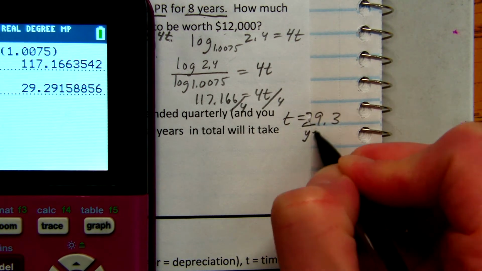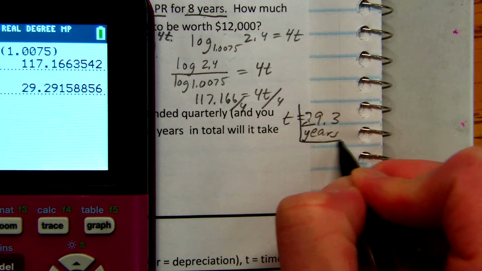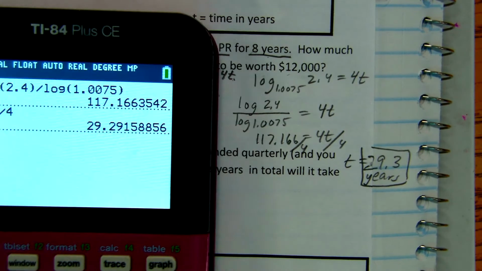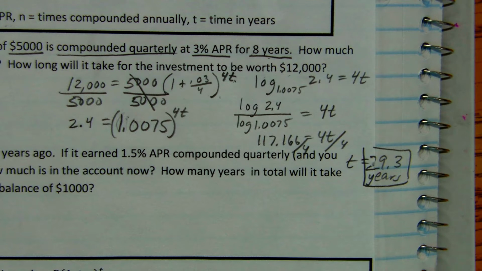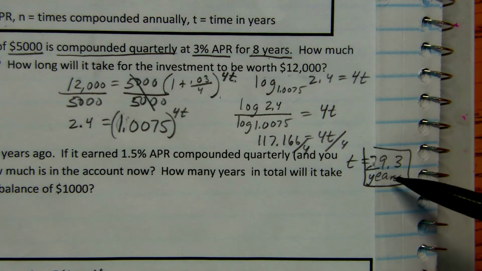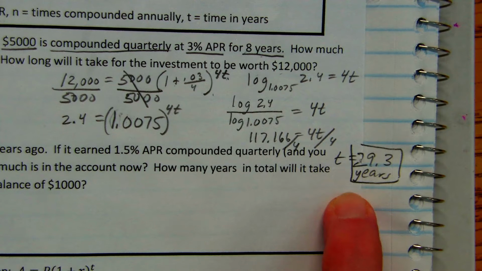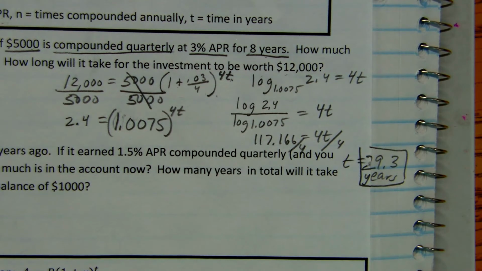Okay, so we get about 29.3 years. So that's how long it's going to take for this investment of $5,000 to get to $12,000. So if you put some money in, that's a really long time. But if you put an investment in, say when you're 18 and you're pulling it out when you're 48 and you've made that much interest, that's not so bad. So start thinking about investing now, I guess.